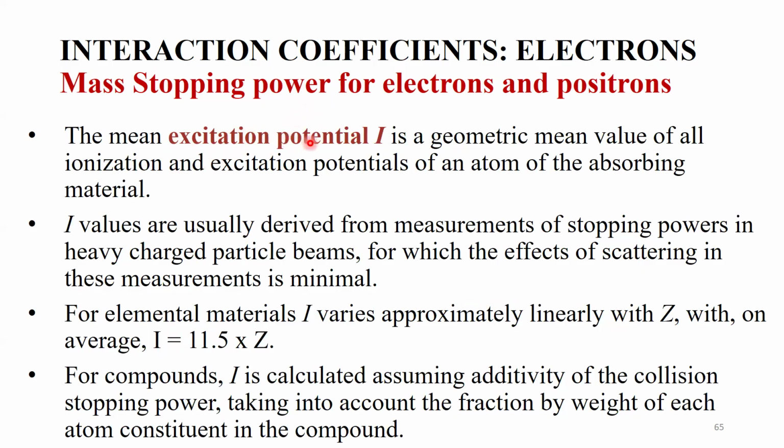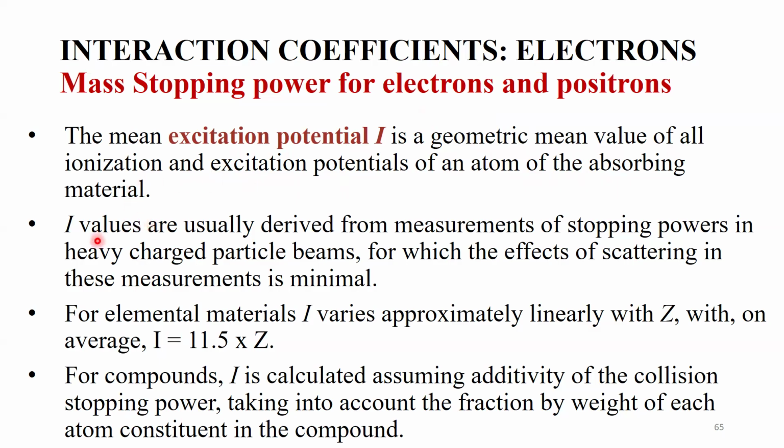The mean excitation potential I is the critical parameter used in calculating the mass stopping power for electrons and positrons. It represents a geometric mean value of all ionization and excitation potentials of an atom of the absorbing material. So these potentials are the energies required to eject an electron from the atomic shell, we are talking here about ionization, or to excite an electron to a higher energy state, we are talking about excitation.